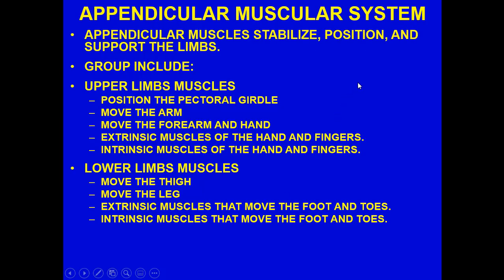Now we're going to start moving into the appendicular muscles. So they are involved with stabilizing and positioning and supporting the limbs. Now these groups include the upper limb muscles, which include those that position the pectoral girdle, move the arm, move the forearm and hand, the extrinsic muscles of the hand and fingers, and the intrinsic muscles of the hand and fingers. Then we have the lower limb muscles, which move the thigh, move the leg, and then we end up with the extrinsic muscles that move the foot and toes, and the intrinsic muscles that move the foot and toes.